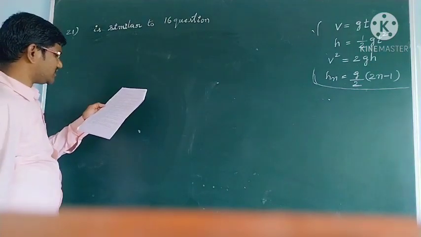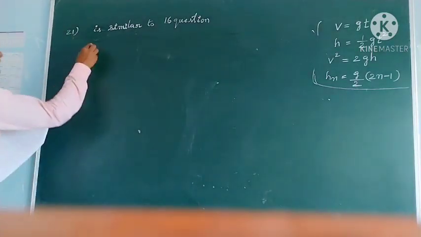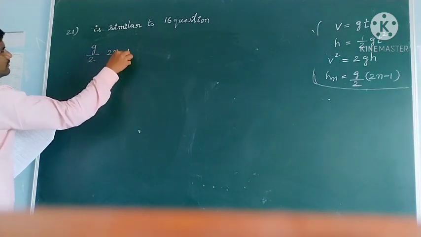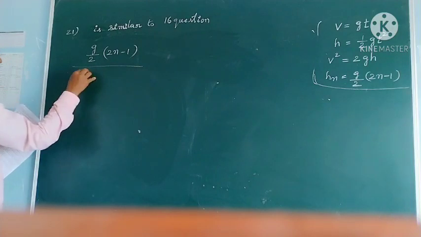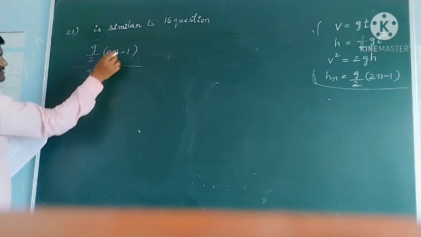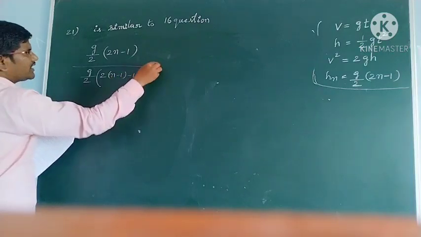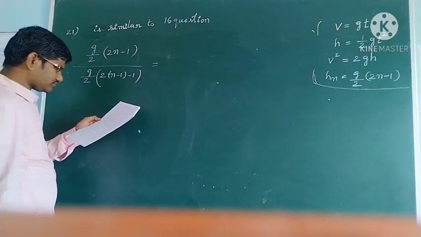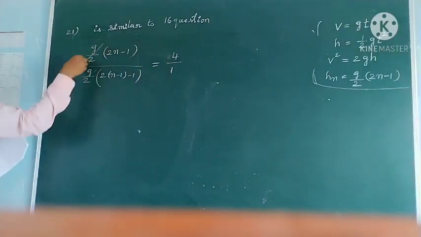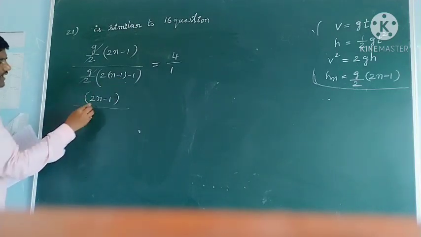The ratio of distance covered by a freely falling body in the last second: distance covered in the last second we write as g by 2 into 2n minus 1, and last but 1 second, where n is the last second, means we write n minus 1, and this ratio they have given for us, 4:1. Okay, here g by 2 gets cancelled. So what is left? 2n minus 1 by here, what do we have?